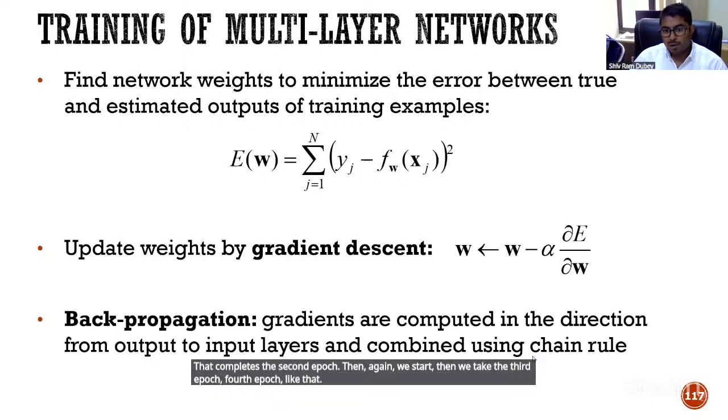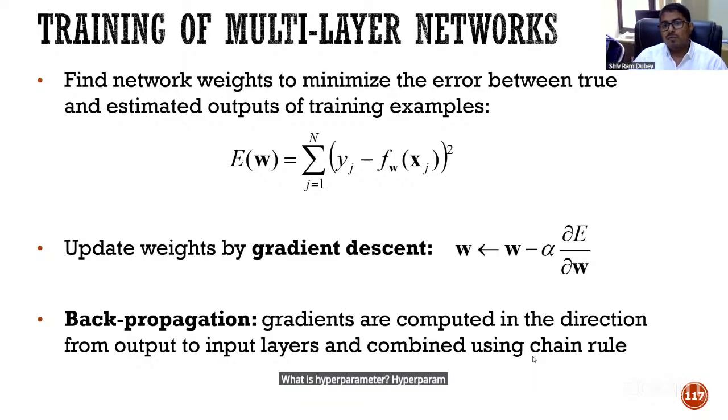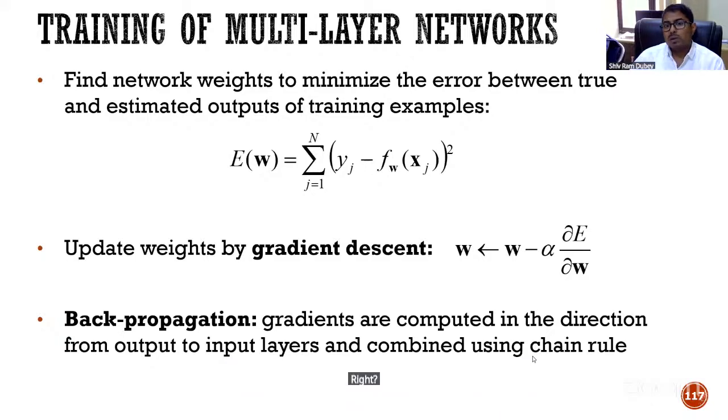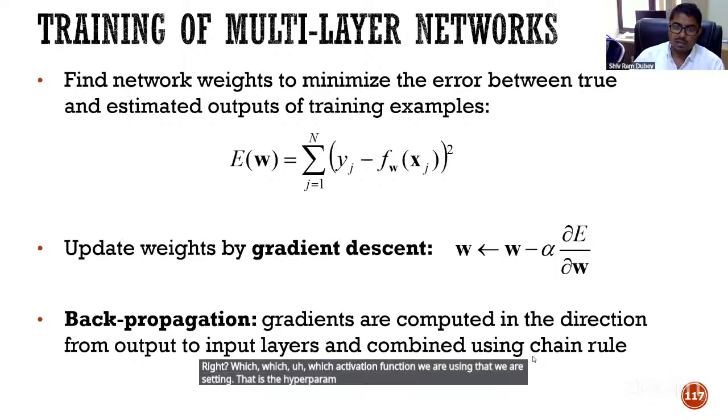What is a hyperparameter? A hyperparameter is something that we set. For example, how many neurons there are, that we set. That is a hyperparameter. And which activation function we use, that we set, that is a hyperparameter. So anything that we set is a hyperparameter. Anything which is learned by the network is a parameter.